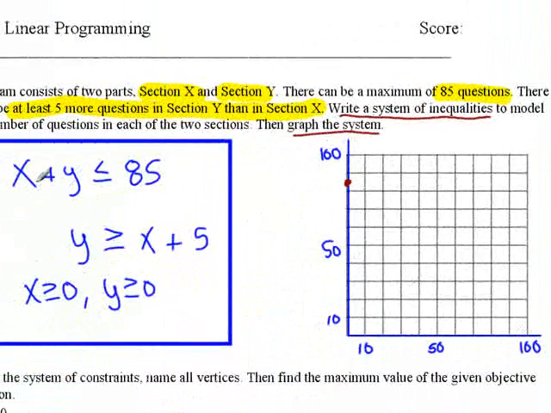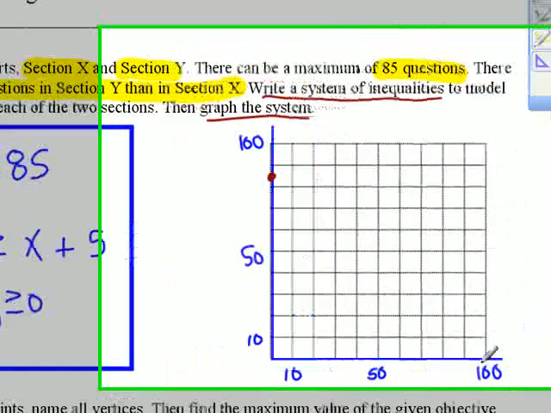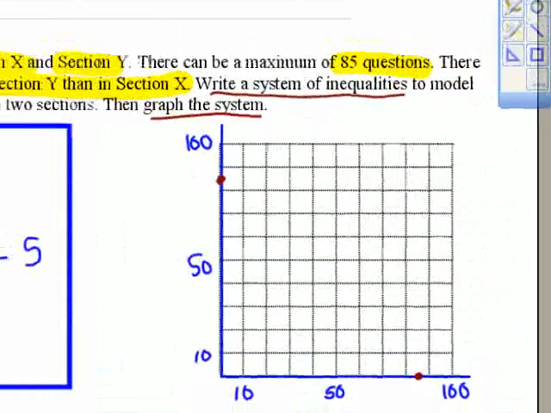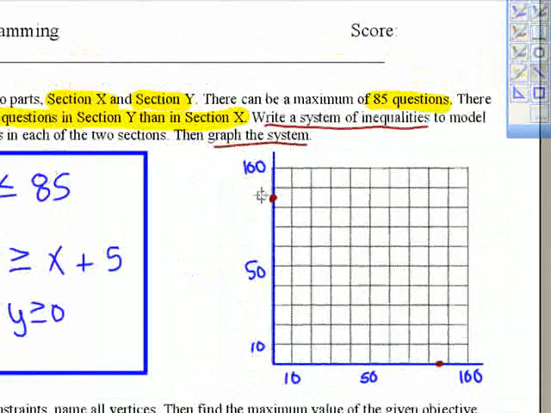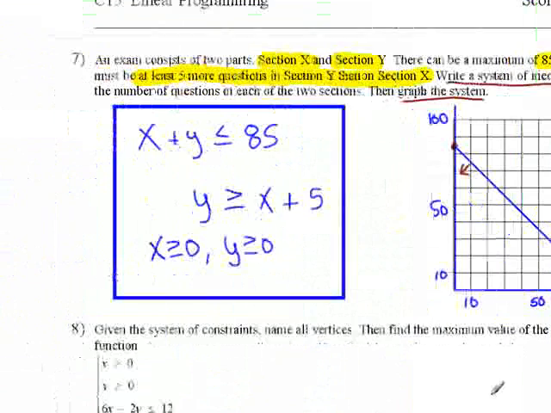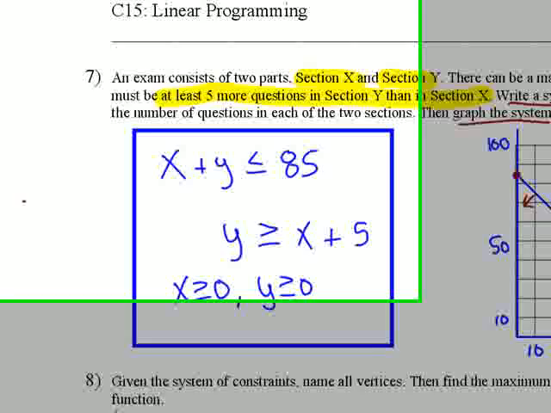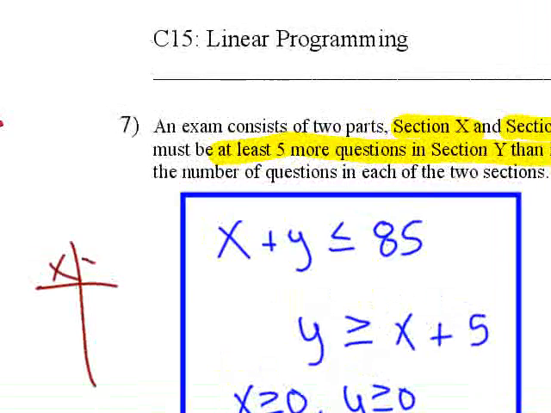Same thing, if Y is 0, X is 85, 190, 80, and 5. That's a solid line because of the "or equal," so we can go ahead and sketch that in. And if we test 0, 0, it would be true, so we'd be shading the 0, 0 side of the line. The other one, a little more interesting.